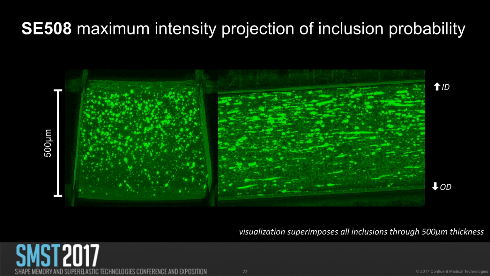One of the interesting observations here, which was part of what motivated this whole study in the first place, was a question about, hey, are inclusions more prevalent at the ID or the OD, or is there no relation? And what we found when we looked at this is that it does seem like inclusions have a higher density closer to the inner diameter of the tube, and presumably the center of the ingot.